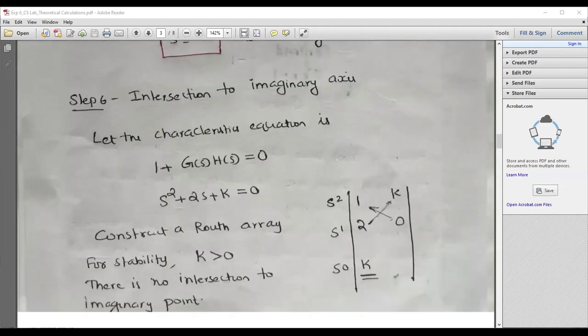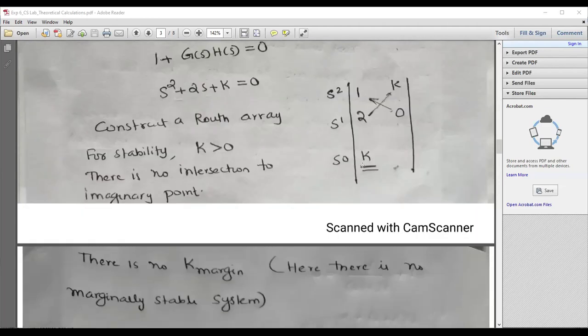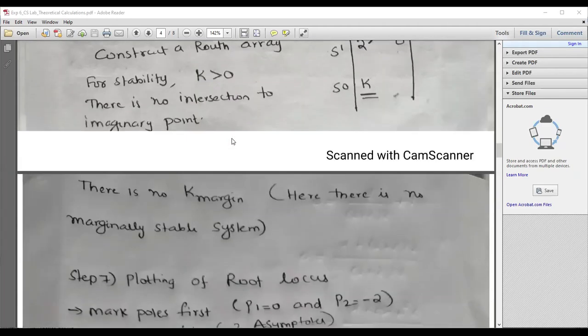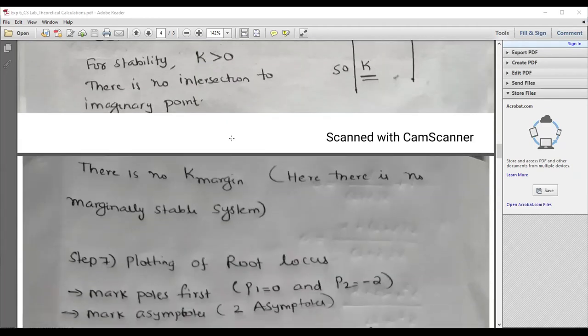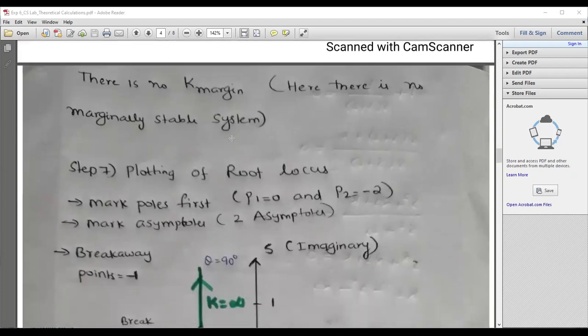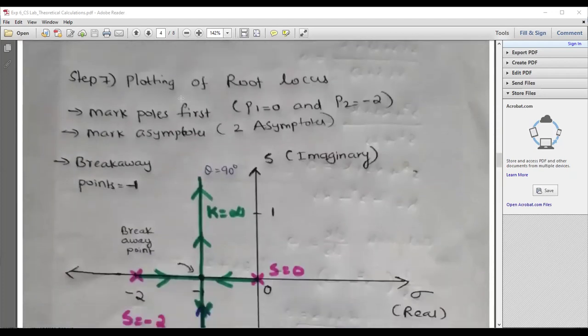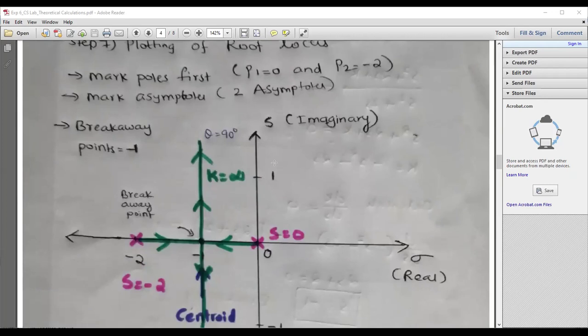Intersection to the imaginary axis. For that purpose, I have used a Routh array. Then found that K is greater than 0. Then found that there is no intersection at the imaginary axis. Then there is no K margin. Later, plotting of the root locus. So like this I plotted.